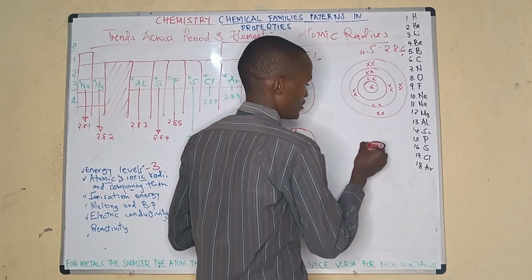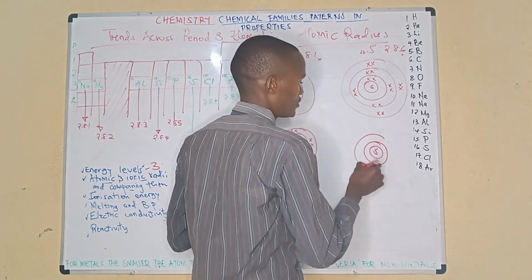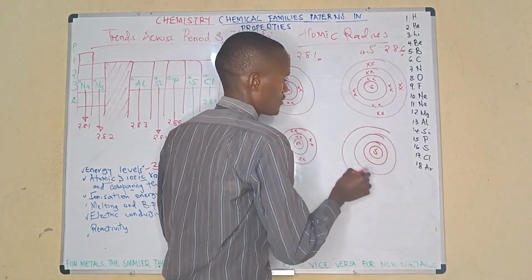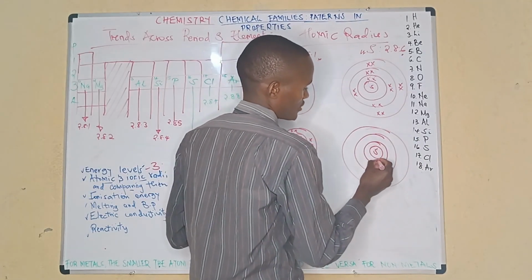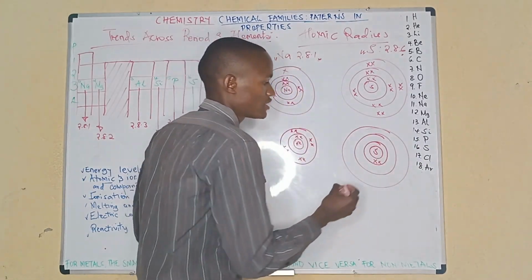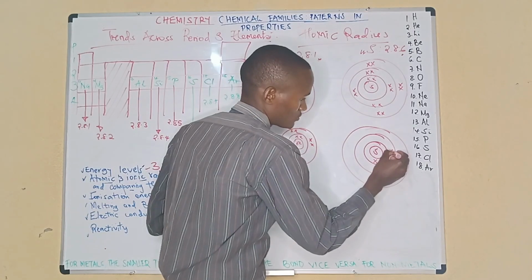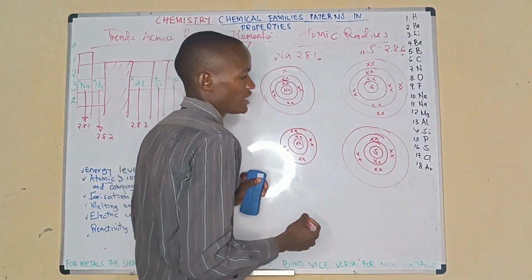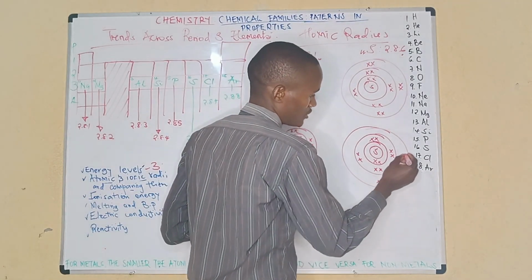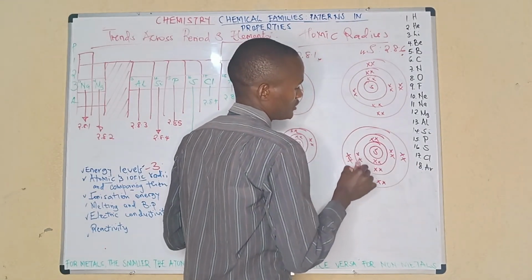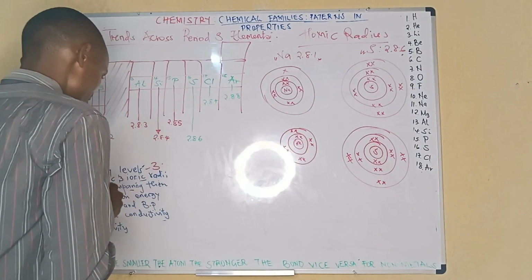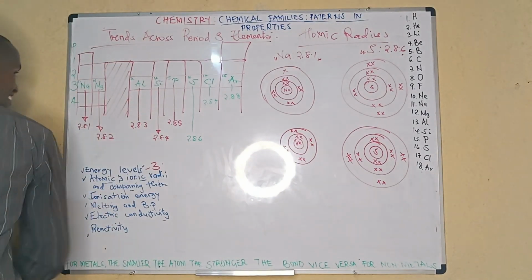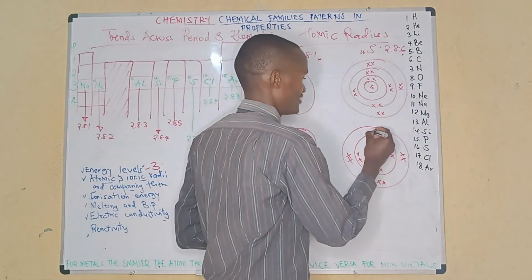Sulfur: 2, 8, 8. 2, 8, 1, 2, 8, and then 8, 1, 2, 3, 4, 5, 6. I just said that it has gained 2 electrons. Let us show the gained electrons in this color.